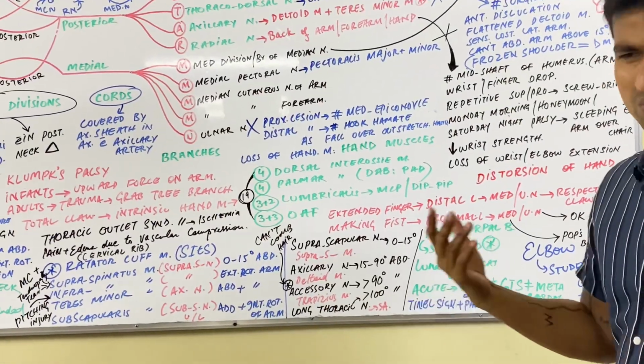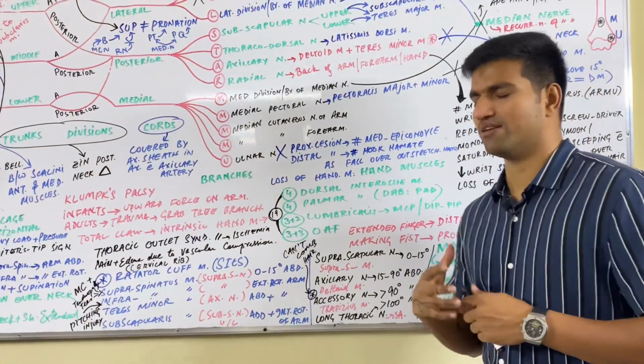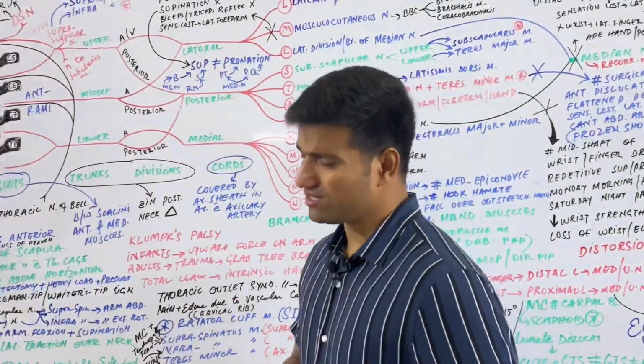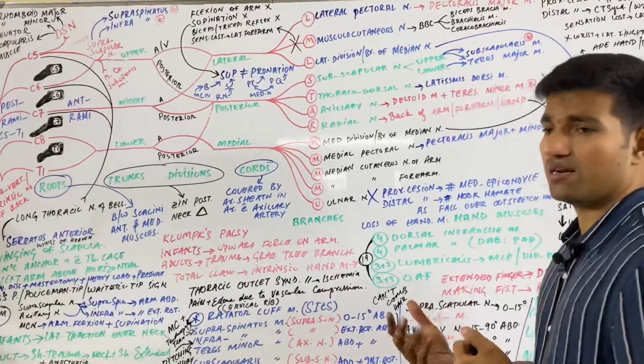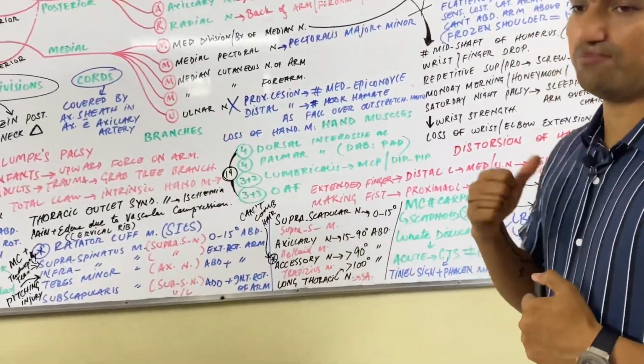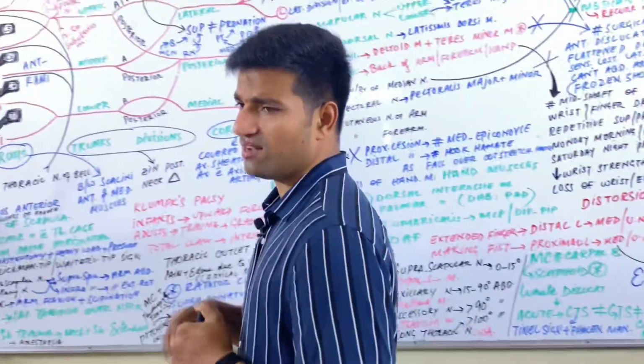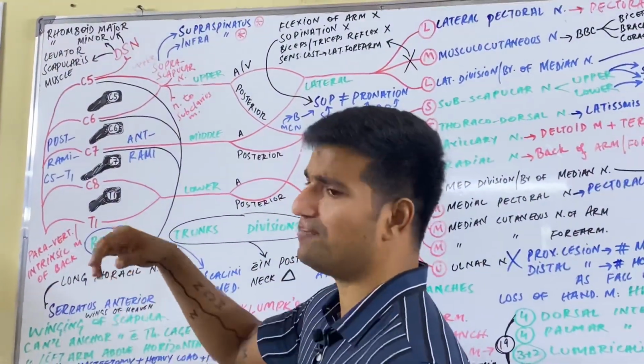Then we'll talk about common fractures in the carpal bones. Then we'll talk about syndromes like carpal tunnel syndrome, Guillain syndrome, and metacarpal neck fracture, which is called Boxer's fracture. Okay, starting from the very beginning, brachial plexus.